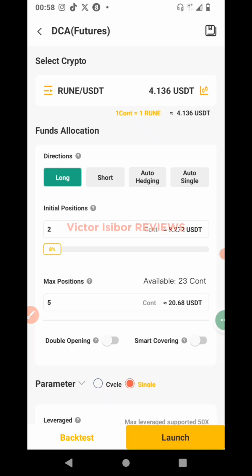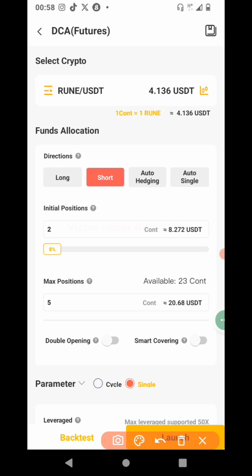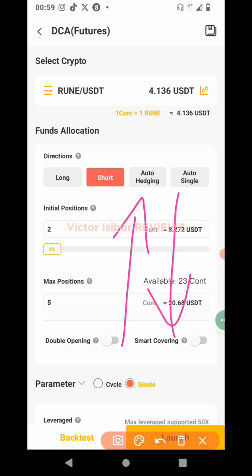Now let's go to the second one, which is short. You see the long is green. It tells you it's positive. The market is going to go up. Now, when we tap on short, you see short is red. That means it's negative, like the market is going down. So if I set up this trade on short, it means I am predicting that the price of rune is going to go down. And if the price of rune goes down, when I set this trade like this, I am making money. Isn't that interesting? That you can actually make money whether the market is going up or coming down. Isn't futures trading beautiful?